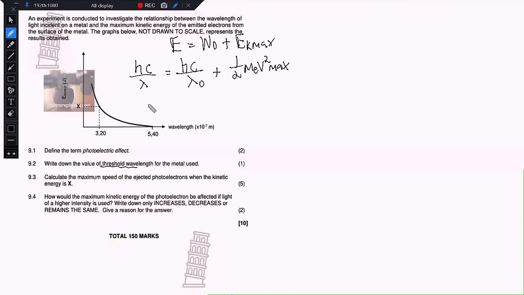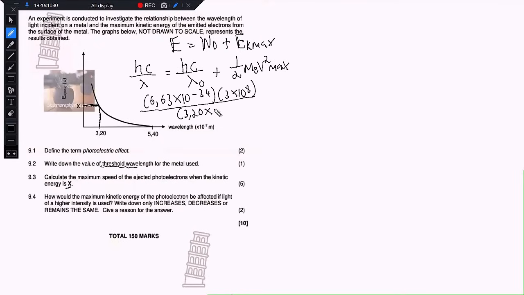So let's substitute in our constants. We have 6.63 times 10 to the exponent of negative 34, and then c is 3 times 10 to the exponent of 8. Now the wavelength that we are going to use, remember we are calculating the maximum speed of the ejected photoelectrons when the kinetic energy is x. Now what would be the wavelength at that point? So the one that corresponds to the x there, the wavelength is 3.20. So that is the wavelength of the light that has been used.